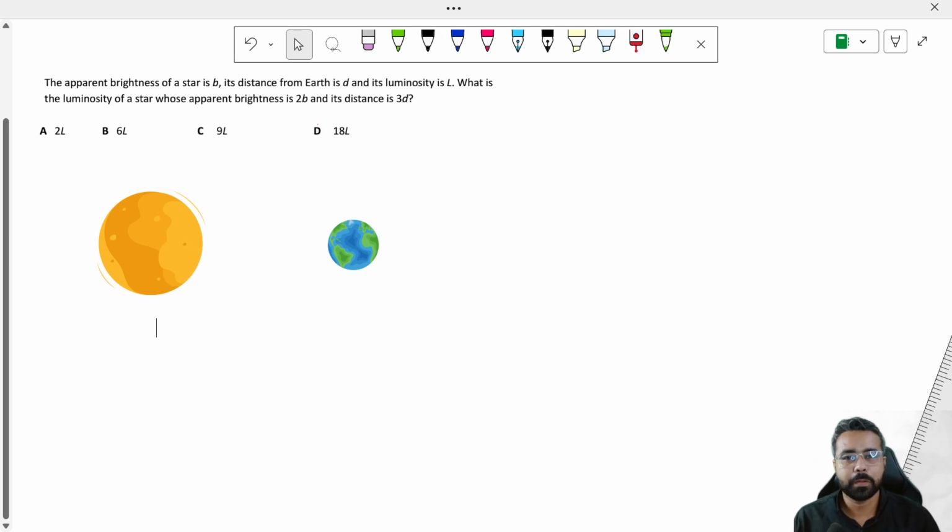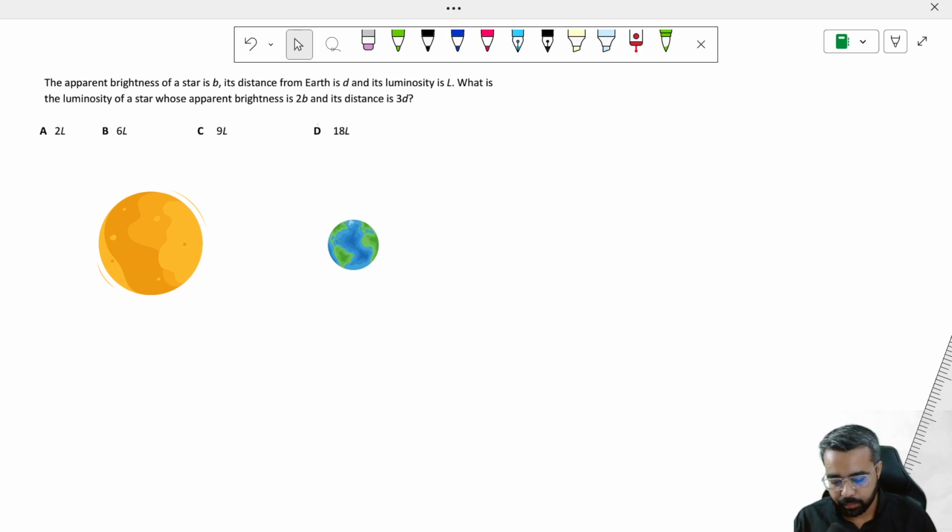This question is about the apparent brightness of a star, in which we will try to calculate the luminosity of a star. But let me first tell you what the apparent brightness concept is. You see a star, and we are assuming that the distance between the star and the earth is d.